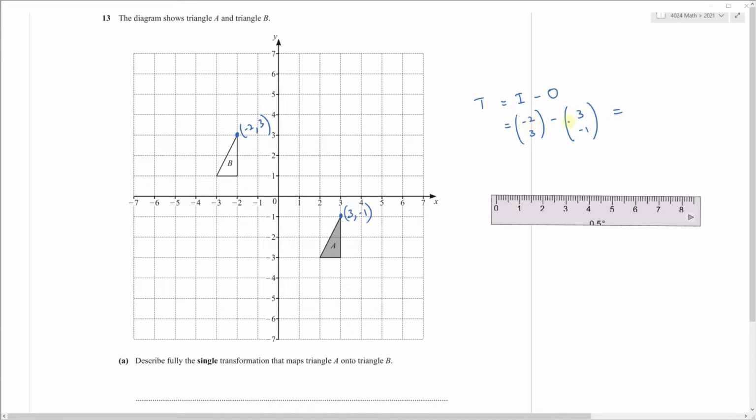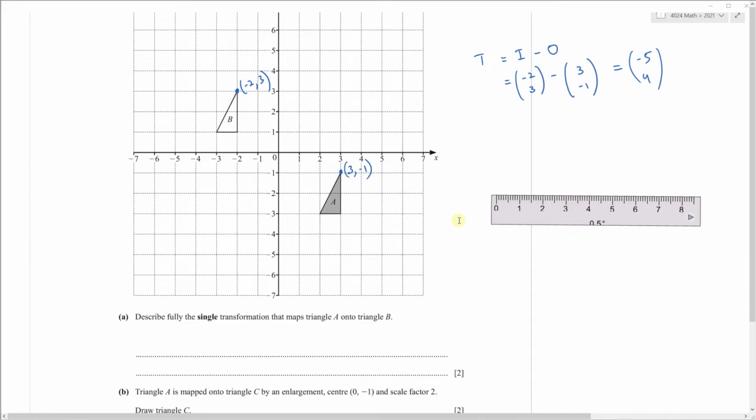So this will give you minus 2 minus 3 is minus 5, and 3 minus minus becomes plus, 3 plus 1 is 4. So your answer would be: it's a translation with translation vector minus 5 and 4.